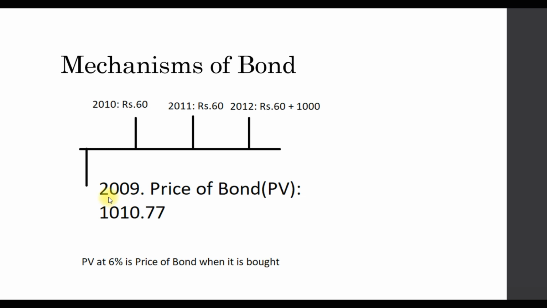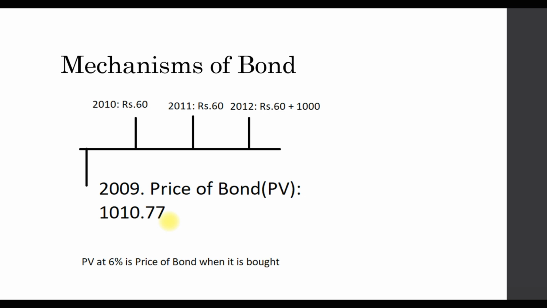Now towards the start of the year, that is during 2009, when the investor has acquired the bond, he has to pay 1010.77 rupees for a bond whose face value is only 1000. Why is it so? That is because of present value. You have to see the section on valuation of shares to understand present value.